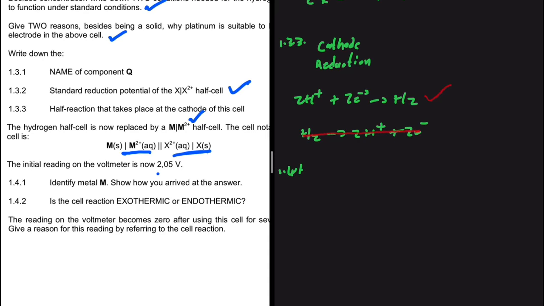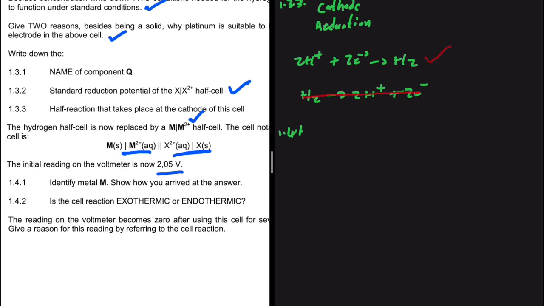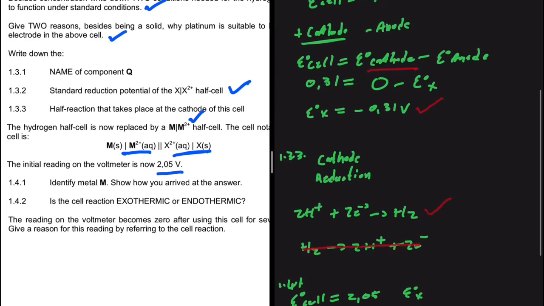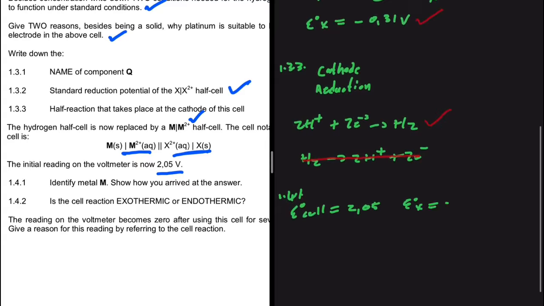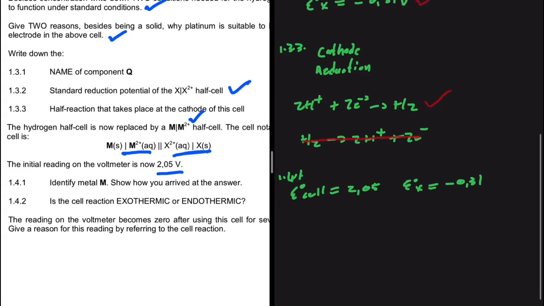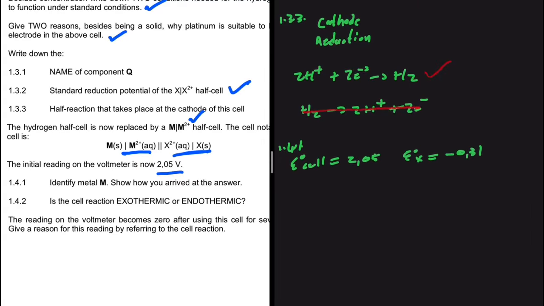It is given as 2.05 volts. And the first question: identify metal M. Show how you arrived at the answer. What information do we have? We know that the initial EMF of the cell is 2.05. We also have the reduction potential of X. We calculated it in 1.3.2. That is minus 0.31.